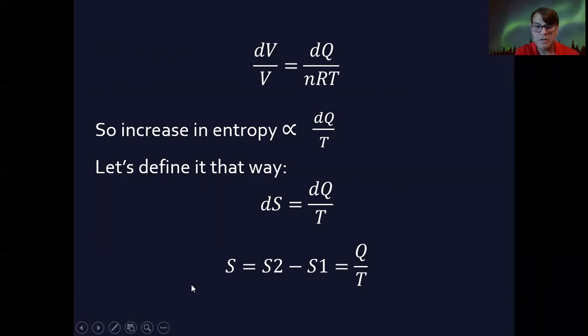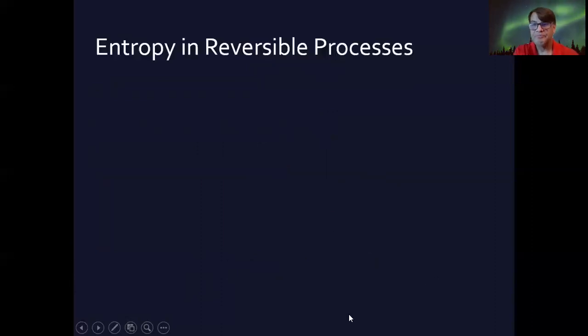So the entropy at state 2, S2, where S stands for entropy, minus the entropy at state 1, S1, equals Q over T, the amount of heat at that point divided by the temperature at that point. Okay, so there we have it. Now, because this is an isothermal expansion and a reversible process, this is the formula for the change in entropy in a reversible process.